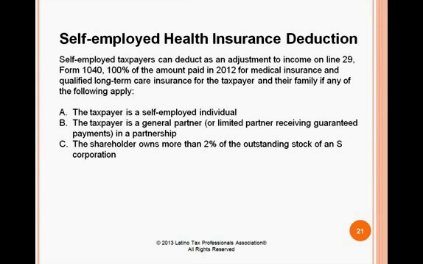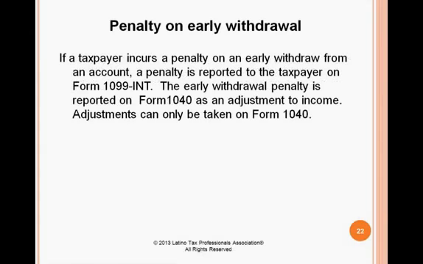100% of the amount paid in 2012 for medical insurance and qualified long-term care insurance for the taxpayer and their family is deductible if any of the following apply: the taxpayer is a self-employed individual, a general partner or limited partner receiving guaranteed payments in a partnership, or a shareholder who owns more than 2% of the outstanding stock of an S corporation. The key is if they're self-employed and they're paying for health insurance, it is not a deduction under their business. It is a personal deduction that they can deduct off of their personal tax return.